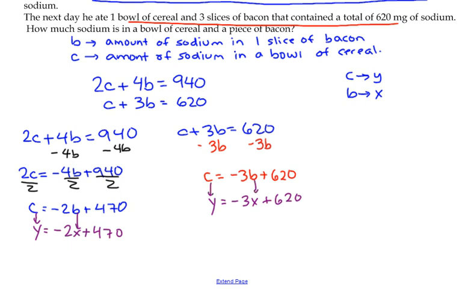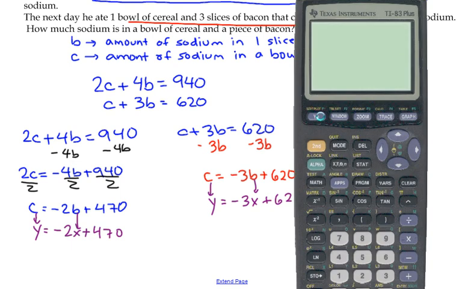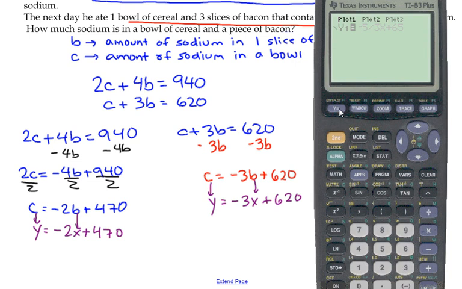So we're going to talk about windows and zooming out. Okay, so grab your graphing calculators. Let's try and find the solution. So I'll go to our Y equals. Clear the other two graphs, and let's type these ones in. Now remember, your y-intercepts are as big as 470 and 620. Those are very big y-intercepts. So our windows, we need to change.